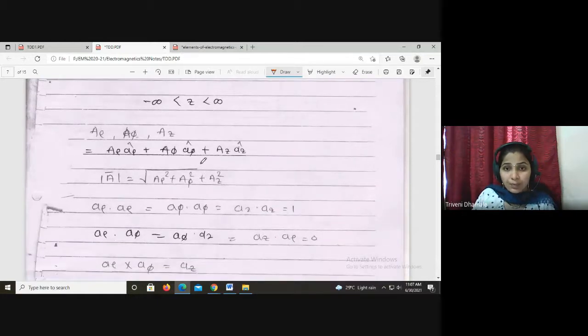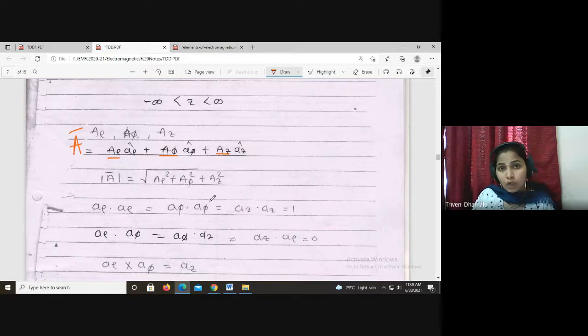Then how to express vector A bar in the cylindrical coordinate system? A rho a rho cap plus a phi a phi cap plus az az cap. And this simple a rho, a phi, az are the magnitudes, where a rho cap, a phi cap, and az cap are the unit vectors along the respective axes. Okay, how to calculate the magnitude of A bar? Under root a rho square plus a phi square plus az square, right?